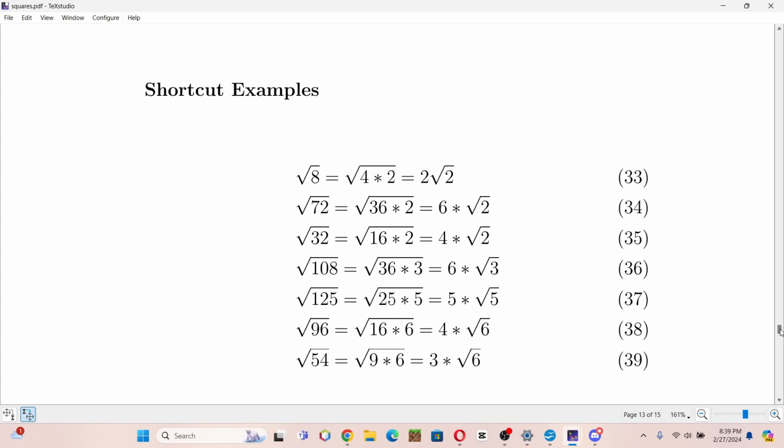Root 96 is a hard one because it is not so clear from the start that 16 divides evenly into 96. It can be done in multiple steps, factoring out powers of 2 each step of the way. If done precisely and accurately each step, the right answer will be achieved. Finally, equation 39, 9 divides into 54, so pull out 9 equals 3 squared.